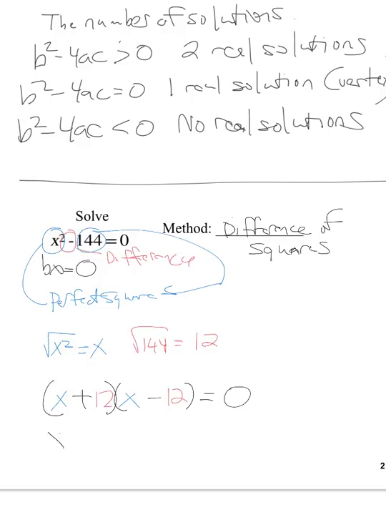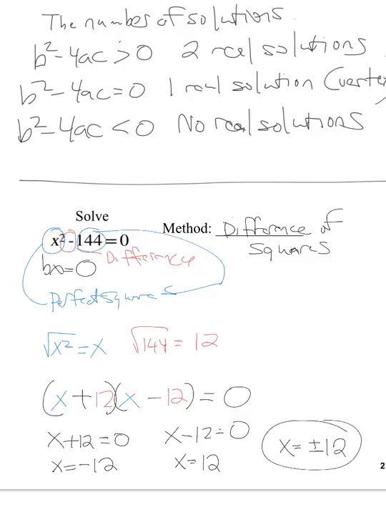What we know is that when we set both factors equal to 0, we get x plus 12 is equal to 0, x minus 12 is equal to 0. What we're then going to get is x is equal to negative 12, and x is equal to positive 12. So we can say that x is equal to plus or minus 12, and that would be our solution.